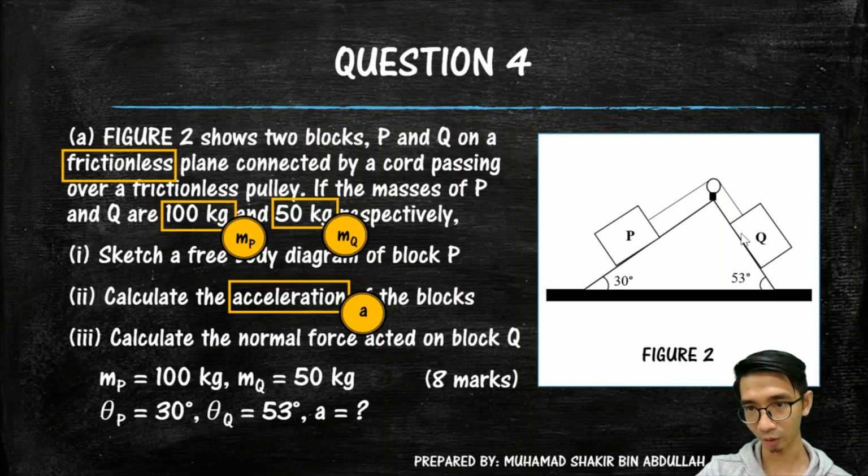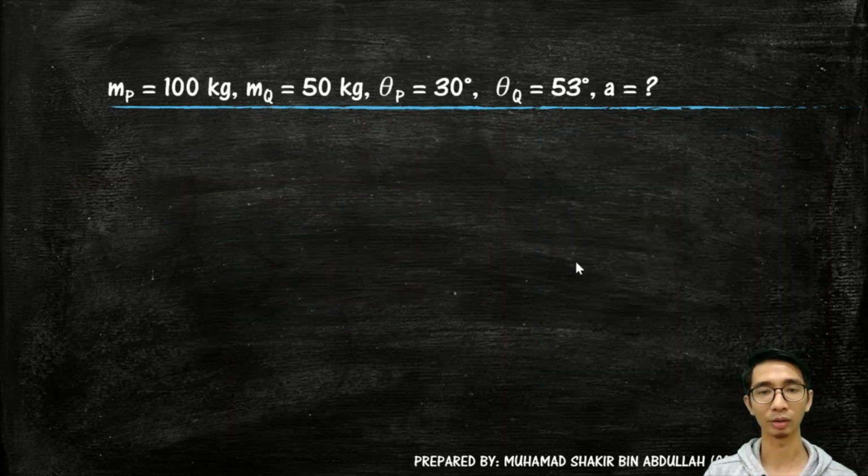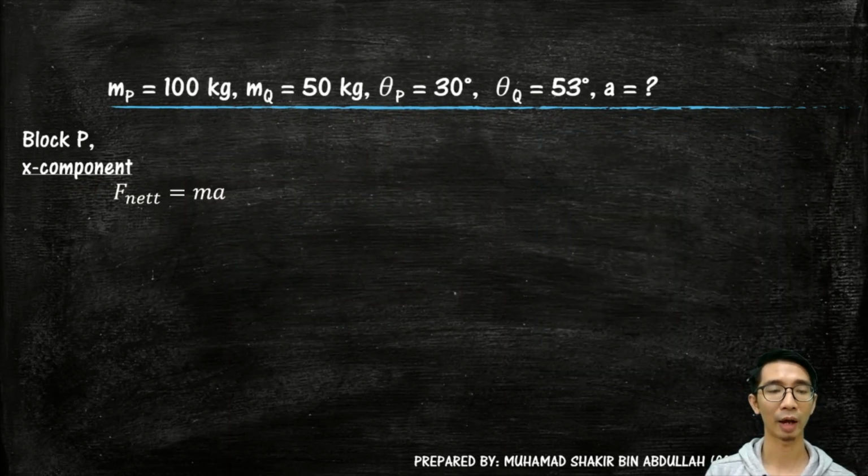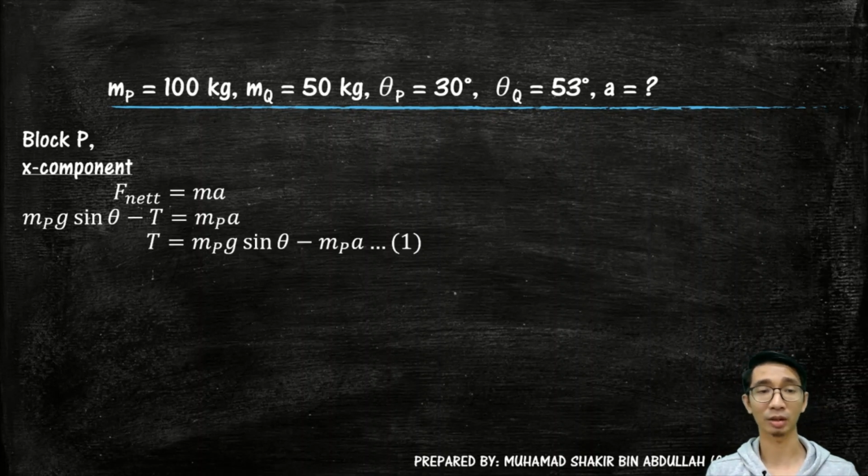So this is also our X component for the Q. Q will be moving upwards, P will be moving downwards down the plane. Okay, so we look again. F net equal to MA. So MPg sin theta minus T equal to MPa. Why do I label MP? Because we have two masses here.